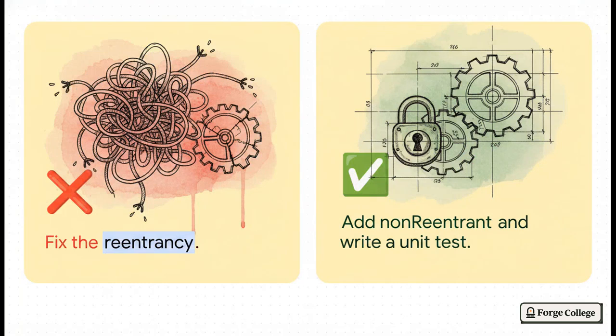Step 4, crafting actionable steps. We really want to be the peacemakers here. A vague note like "fix the reentrancy" is just frustrating. Actually, scratch that. It's worse than frustrating. It helps literally no one. Instead, you need to provide explicit testable guidance. Something like add non-reentrant modifier and write a unit test asserting the balance reverts. That right there is exactly how you turn a good audit into a truly great one.